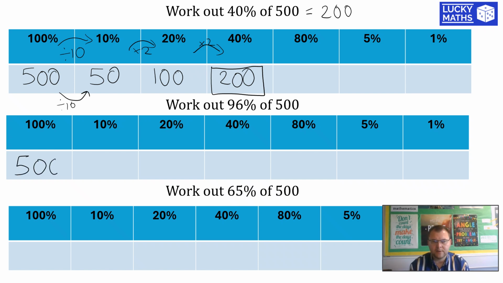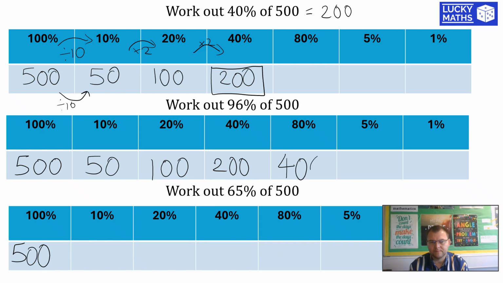Now the next example, I've made 500 the starting value, so 100%. So 10% we divide by 10. 20% is double. 40% is double. 80% is doubling the 40%. So that's 400. But 5% can't be generated, so we're not going to use 80% or 40% or 20%.